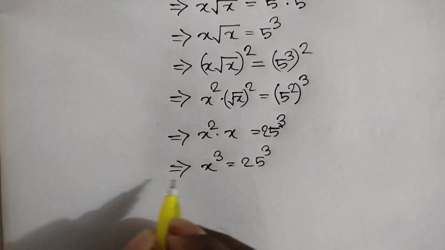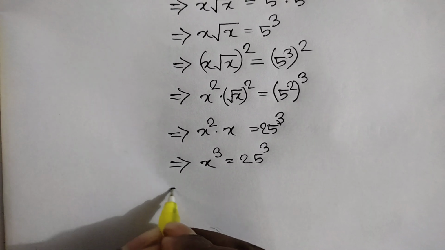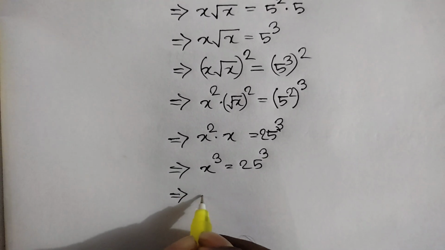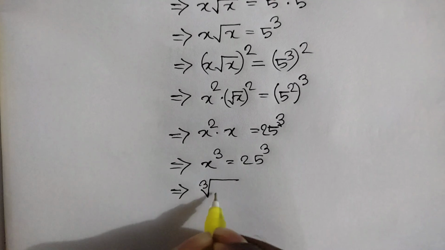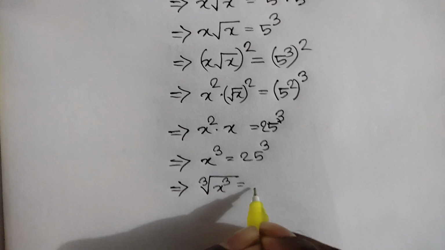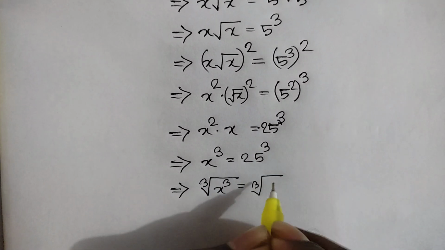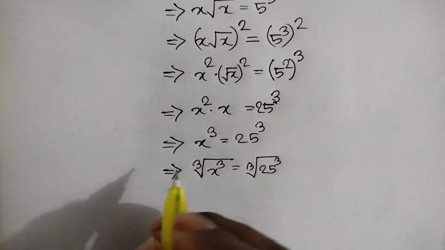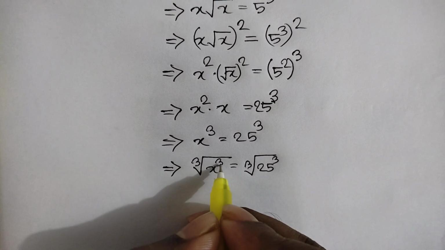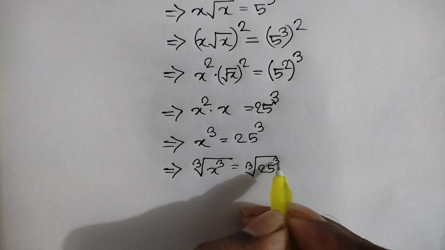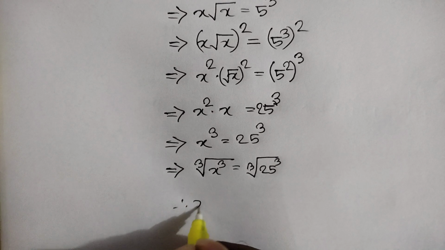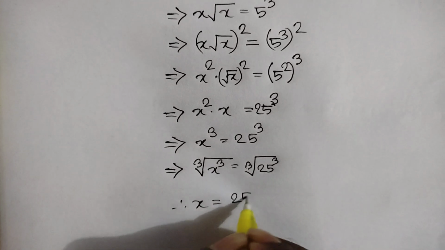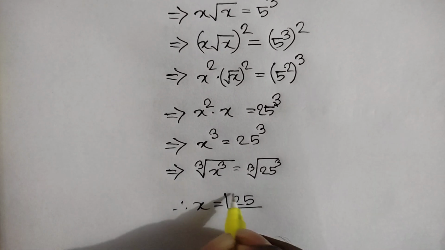Now taking cube root to both sides, we will have cube root of x cube is equal to cube root of 25 cube. This cube root cancels out cube and this cube root cancels out cube, so x is equal to 25. This is the value of x.